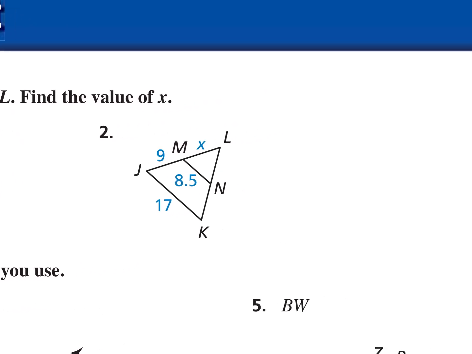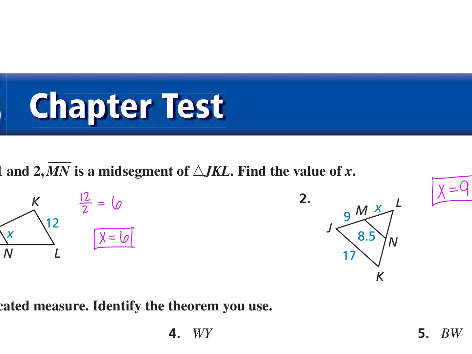All right, looking at number 2. Again, they told me MN is my mid-segment. So with that being my mid-segment, M is considered my midpoint for JL. If this is halfway and JM is 9, what would ML be? 9 as well. It's going to be the same measure. So X also equals 9. Questions on 1 and 2?